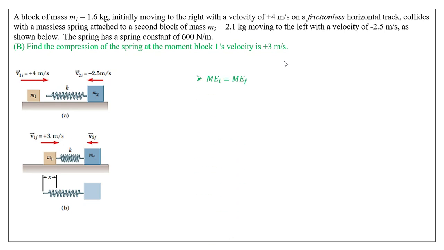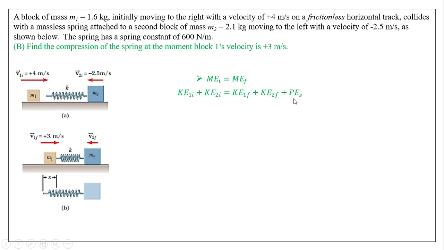So I'm just going to set up conservation of mechanical energy. Here it says it's frictionless and all that good stuff, so it's a conservative system. MEI equals MEF. Initially, you have two objects moving, M1 and M2, so you have two terms on the left side. And then on the right side, there are actually three terms, because at 3 meters per second for block one, block two is still moving at negative 1.74 that we just calculated in part A.